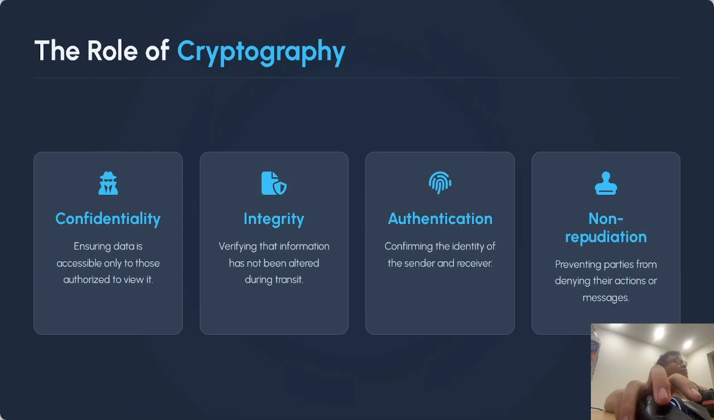Cryptography is the backbone of digital security, serving four primary functions. First, confidentiality, ensuring only authorized users can read data. Secondly, integrity, verifying that data has not been changed. Thirdly, authentication, proving identity. And finally, non-repudiation, ensuring that a sender cannot deny sending a message. These pillars protect everything from our passwords to blockchain transactions.